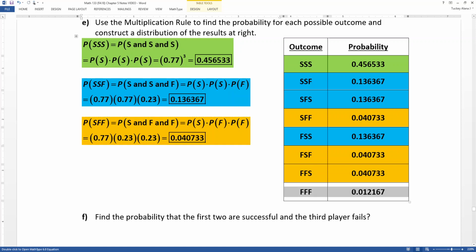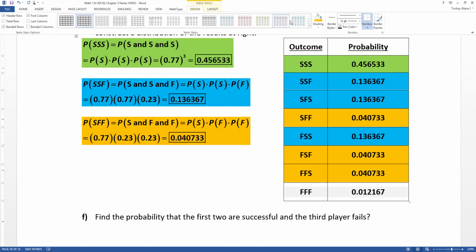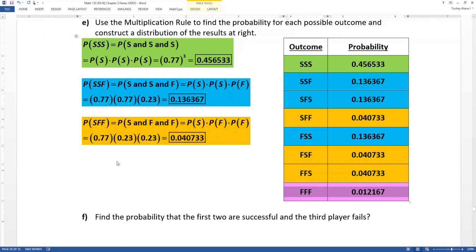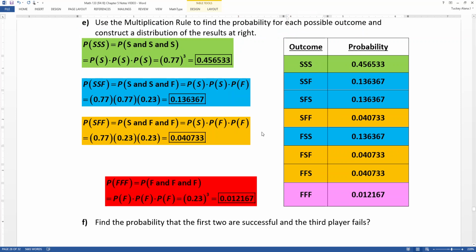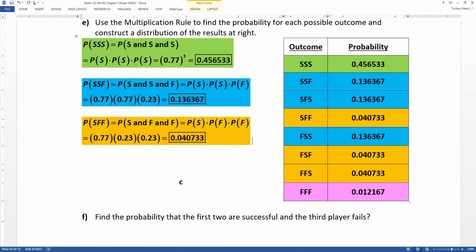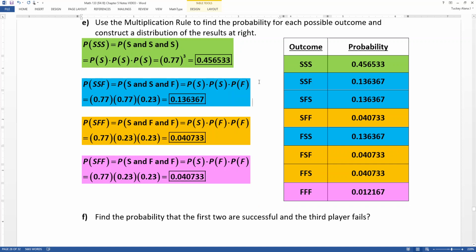And then last but not least, fail, fail, fail. Fail, fail, fail would be all 3 of them fail. So that's 0.23 to the third power, right? Because you want the first player to fail and the second player to fail and the third player to fail. And there we have it. We used the multiplication rule even though they weren't equally likely. So we used the tree diagram to help us develop our outcomes in a nice, ordered, structured way.